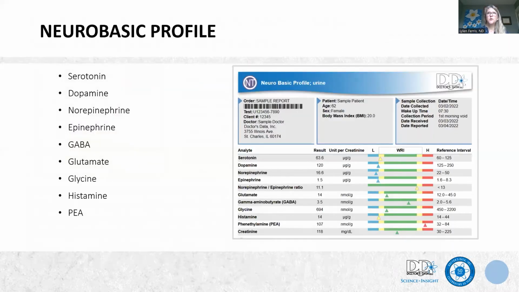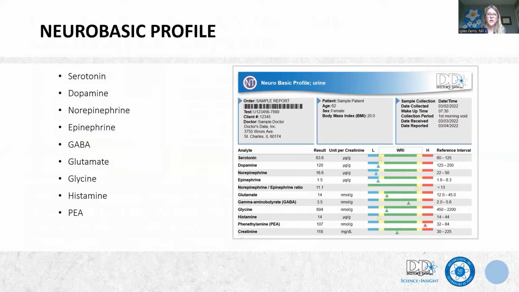So this is the NeuroBasic profile. If you're interested in assessing neurotransmitter imbalance, starting with the NeuroBasic profile is a great option. This is an AM spot urine collection. In the NeuroBasic profile, we test serotonin, dopamine, norepinephrine, epinephrine, GABA, glutamate, glycine, histamine, and phenethylamine, which we generally call PEA for short.